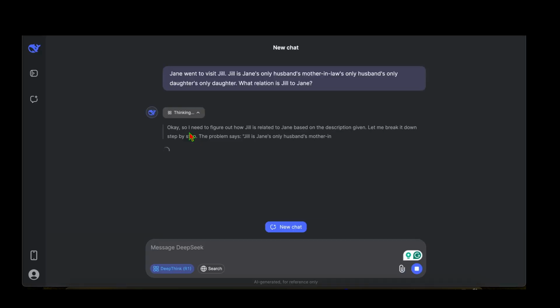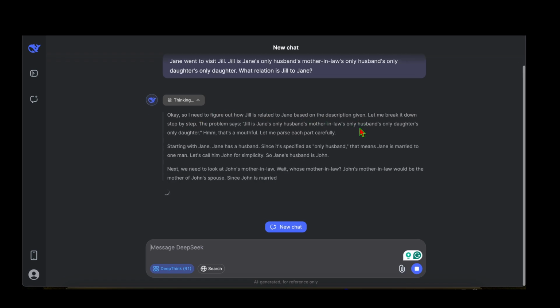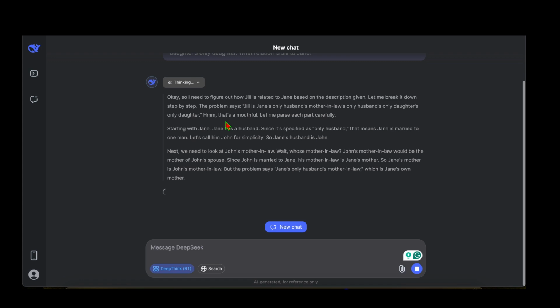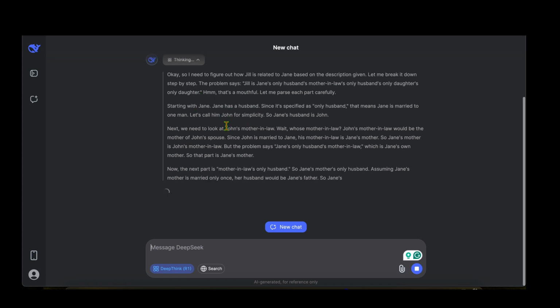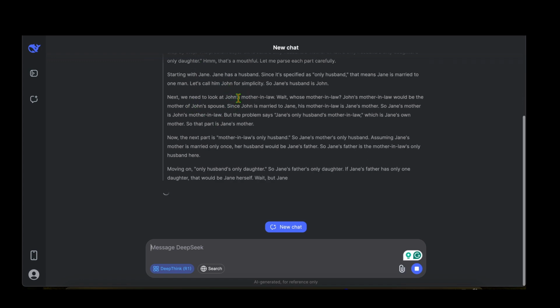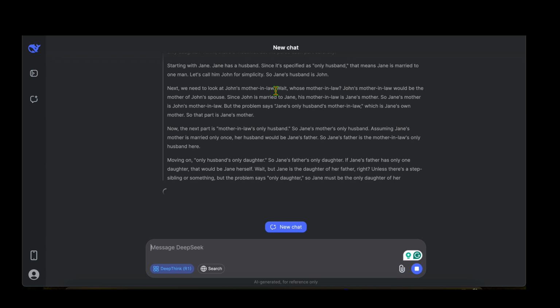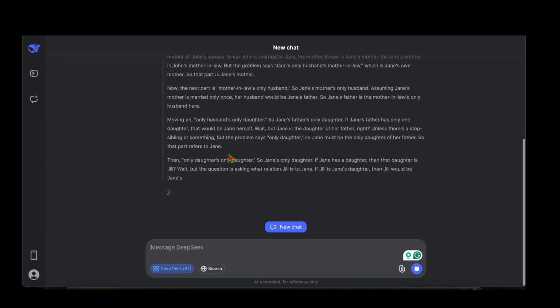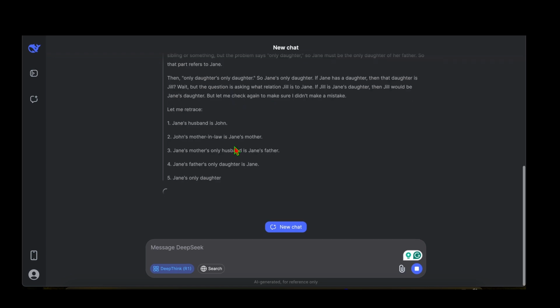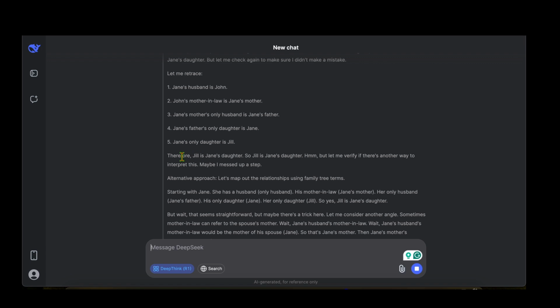It says thinking, okay, so I need to figure out how Jill is related to Jane based on the description given. That's fine. Let me break it down step by step, and it goes on and on. Next, we need to look at John's mother-in-law. Okay, fair enough. Moving on, fair enough. Let me trace it. So it has come up with the answer here. Therefore, Jill is Jane's daughter. That's the answer it has come up with.